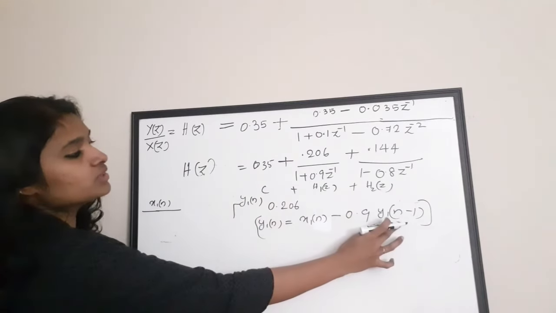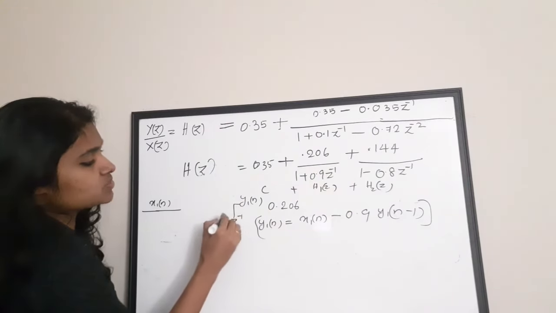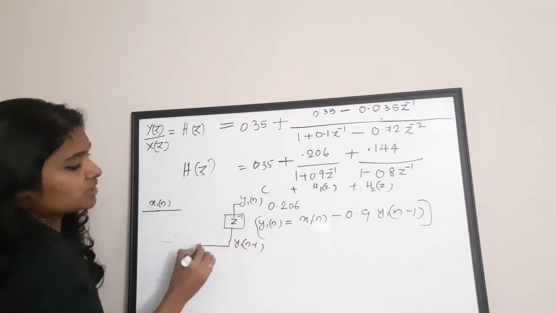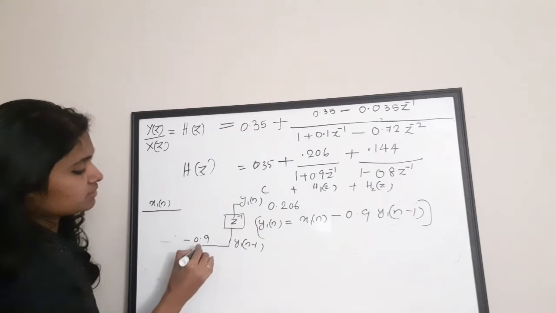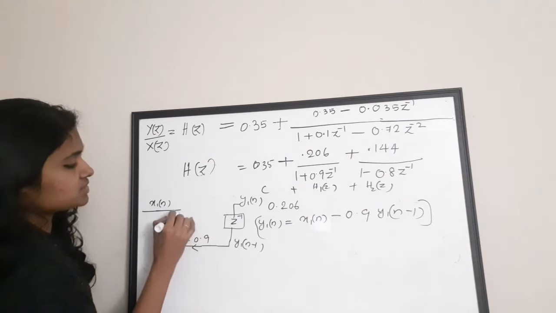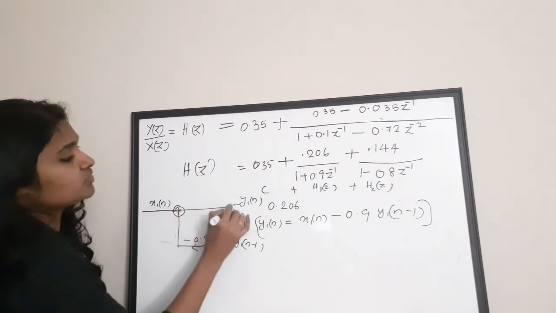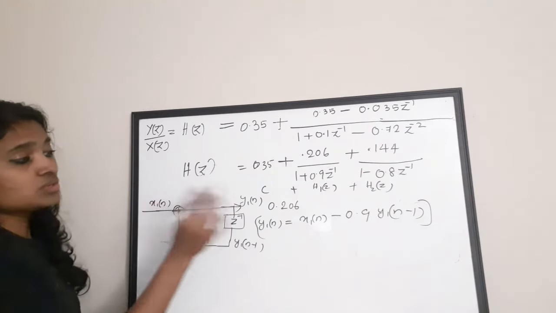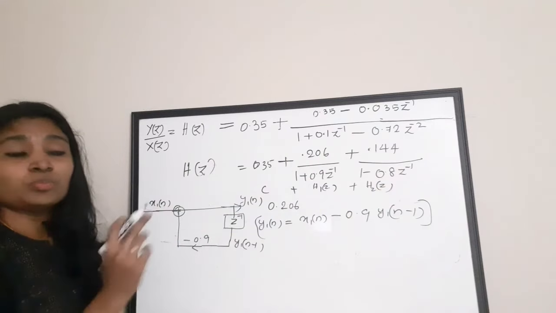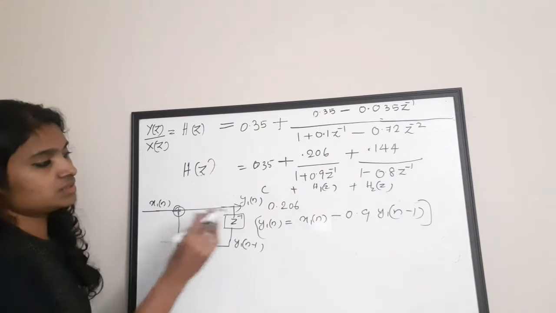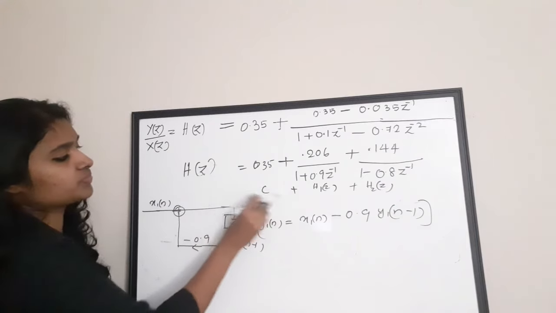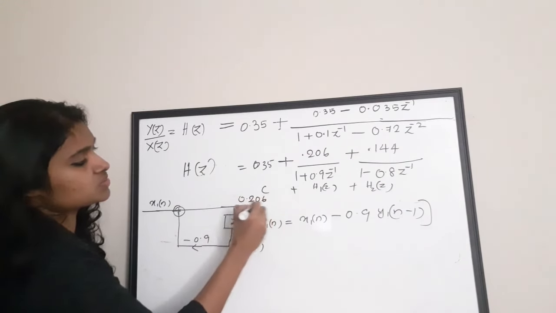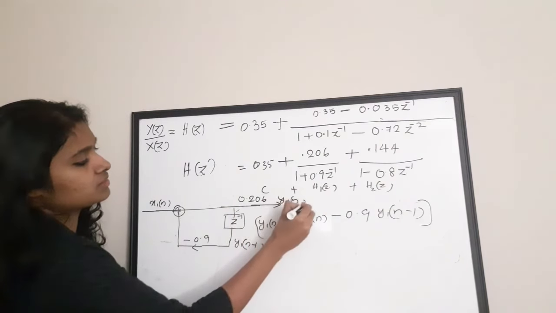Now the y1 of n minus 1 term is there, so delay this y1 of n. You will get y1 of n minus 1 and multiply it with minus 0.9. Then plus x1 of n will be equal to your y1 of n. Also at the output side there is a 0.206 constant term, right? So I'm going to multiply this result with 0.206 to get my y1 of n.